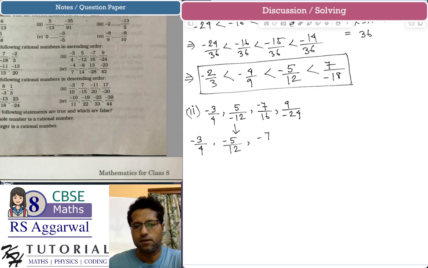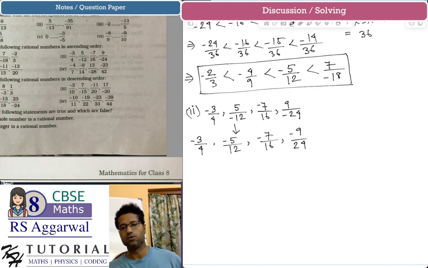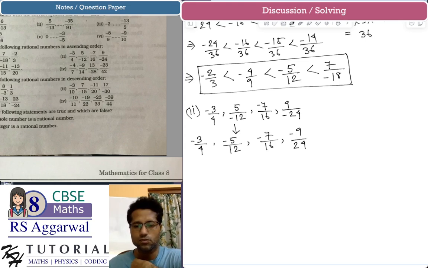Minus 7 by 16 is already in standard form, and 9 by minus 24, the denominator is negative. So to make it a positive denominator, we will have minus 9 by 24. But minus 9 by 24 is not in standard form, as the common divisor of 9 and 24 is 3. So we have to convert it to standard form by dividing both the numerator and the denominator by 3. So this becomes minus 3 by 8.